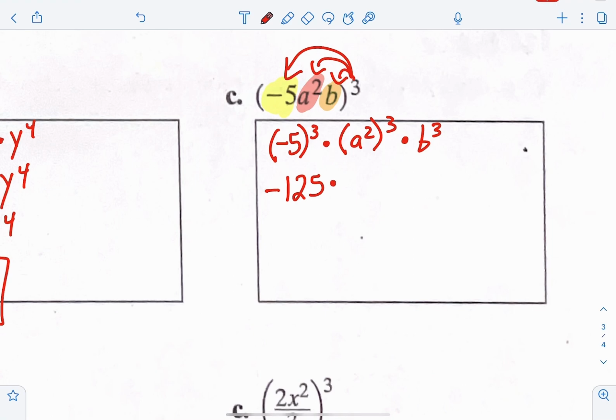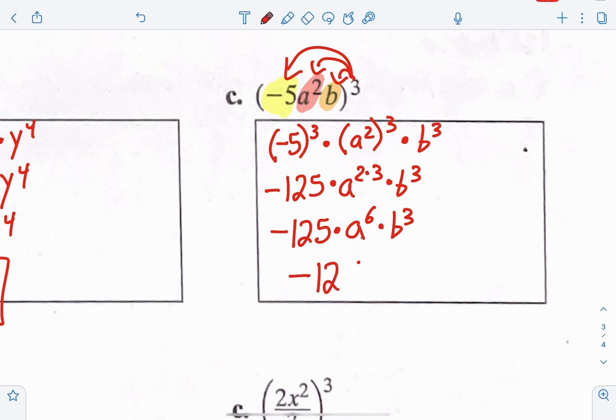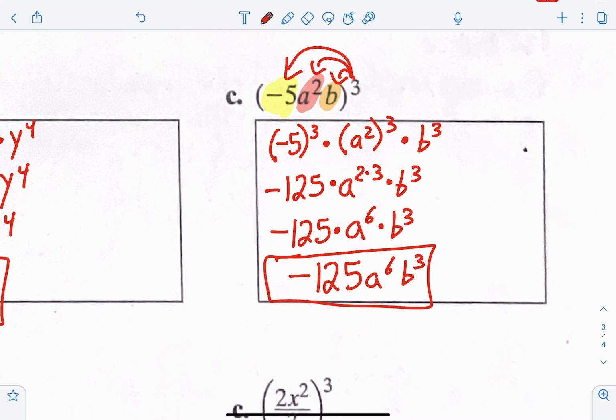Then you have times a to the 2 times 3, right? Because it's an innie-outie, so you multiply, times b to the 3. Negative 125 times a to the 2 times 3 is really a to the 6 times b to the 3. And then we're going to write our final answer without those multipliers, b to the 3. So negative 125 a to the 6 b to the 3 is your final answer. So it's the exact same way we've been doing it. There were just 3 pieces instead of 2.